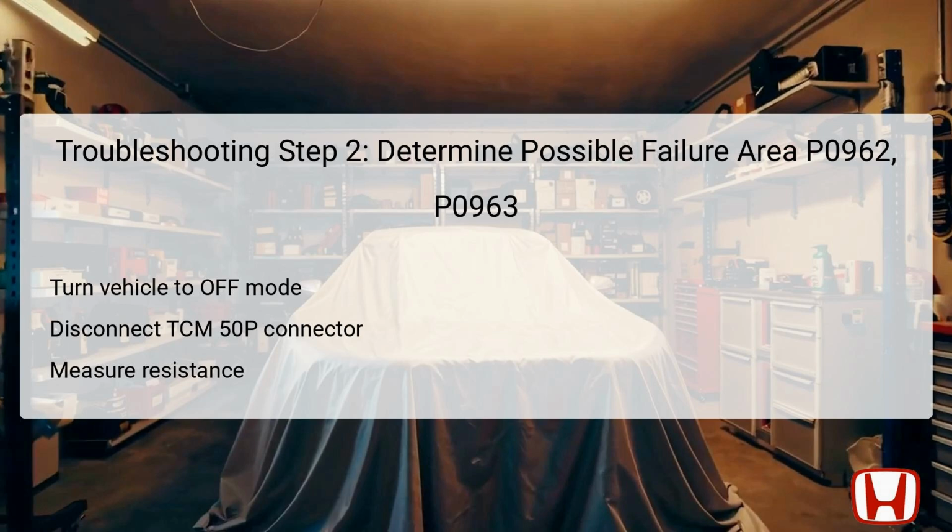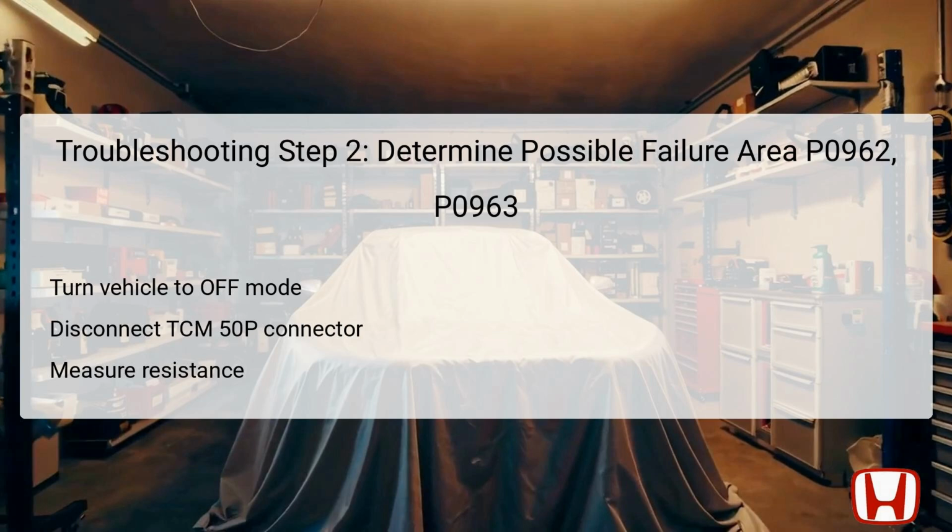Next, measure the resistance between test points on the disconnected TCM connector and body ground. Specifically, you'll measure between TCM50P connector number 15 and a known good body ground. The desired resistance range should be between 5.0 and 6.3 ohms. If the reading falls within this range, proceed by consulting authorized service information or consider substituting with a known good TCM for verification.